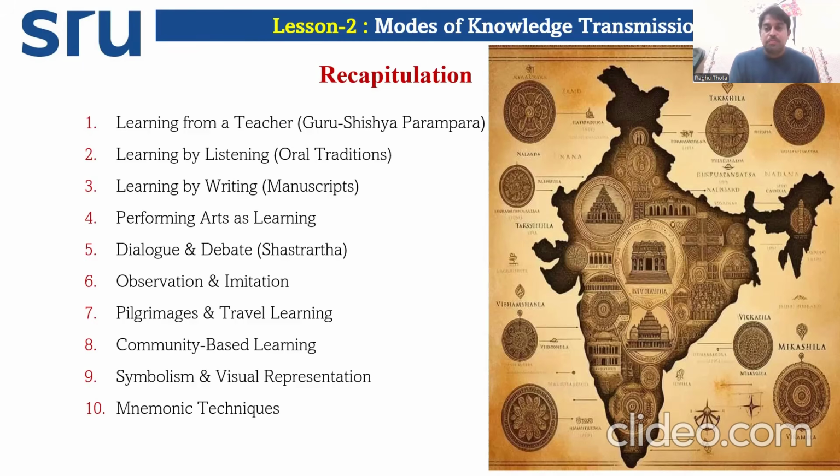If the Gurus have accepted their request, the Sishyas would live with the Gurus in the Gurukulas and learn from them. That is one of the best ways of knowledge transmission in ancient India, learning from a teacher. And the second important mode of knowledge transmission is learning by listening, oral tradition, that is through songs. Our ancestors firmly believed that through the songs, knowledge can be easily transmitted to a group of people, and it can be registered for a long period of time in the minds of the people.